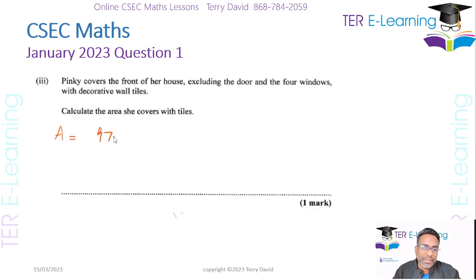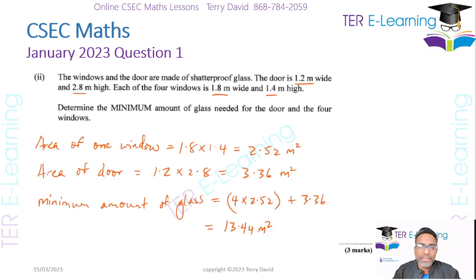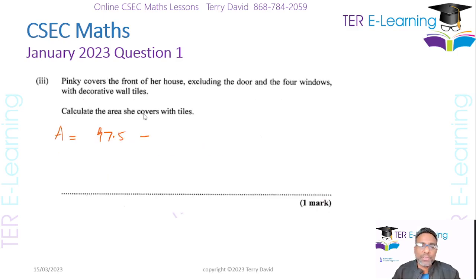So this 97.5 here includes the windows and the doors. But now we have to subtract the area of the glass that we just worked out there, because the area of the glass includes the 4 windows and the door. So all I need to do is remove 13.44. That's all I need to do. So this is 13.44, and that's why it's only 1 mark.